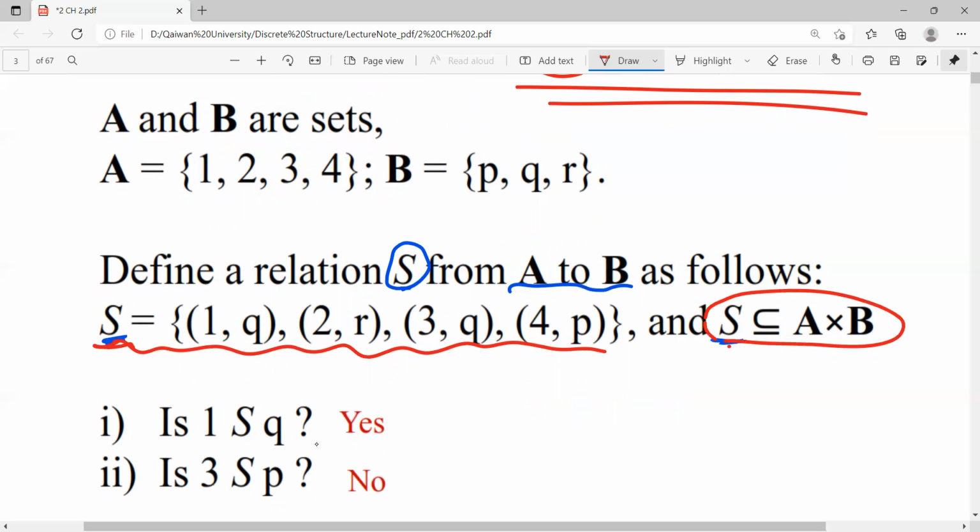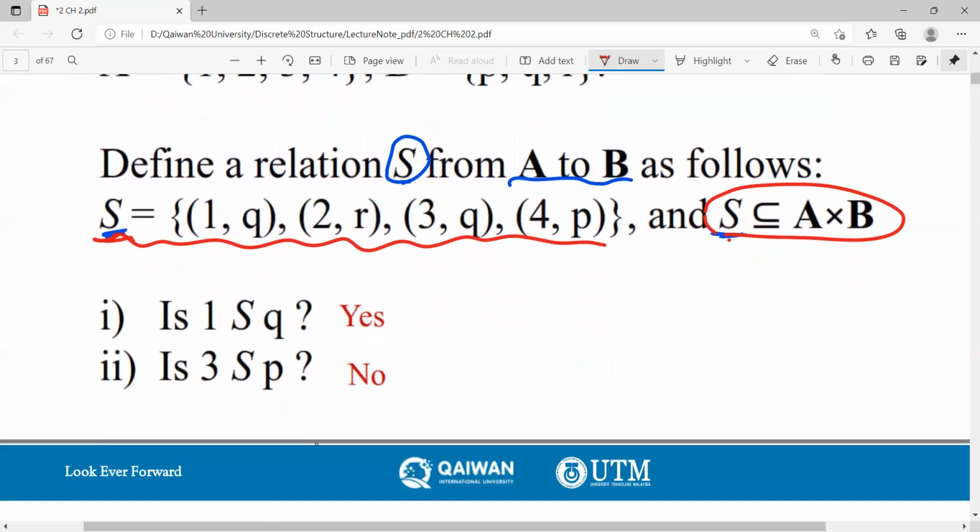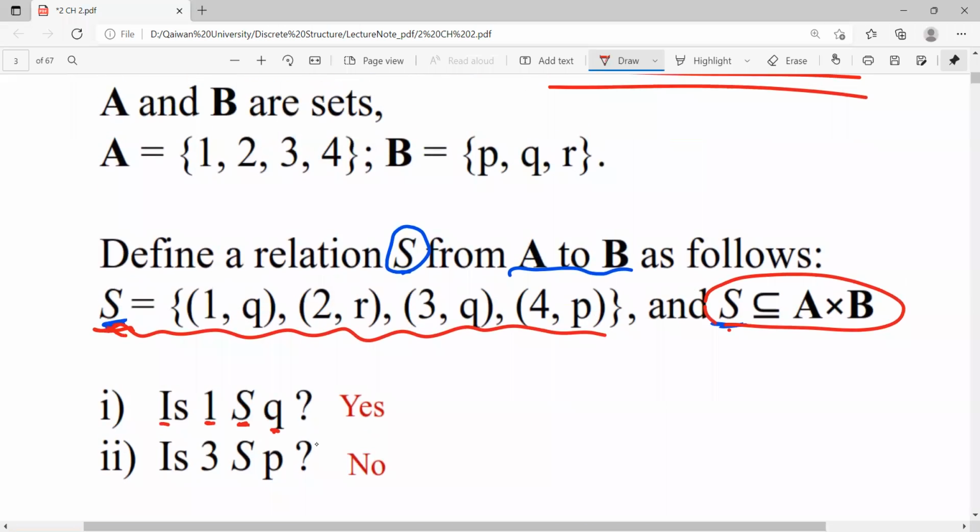S is a subset of A times B. Look, it says is 1 related to Q? Look, we are going to look at S. If we have 1 and Q, that means the answer is yes. That means 1 is related to Q. Do we have 1 and Q?